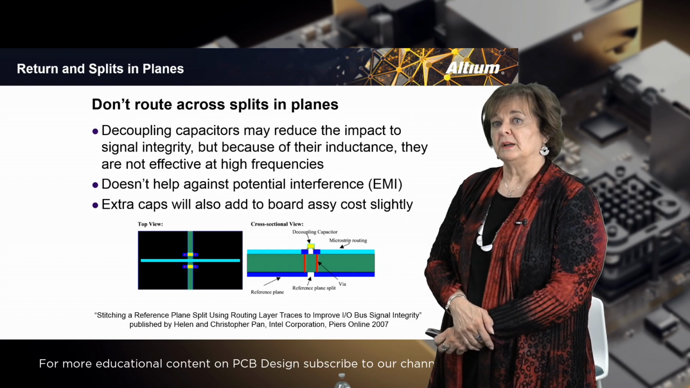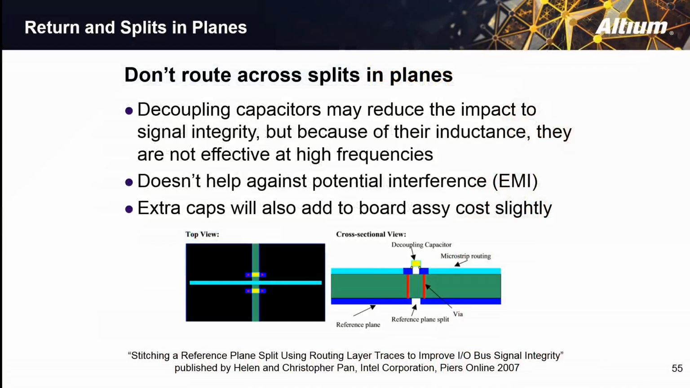Here, there's an example. Some people would like to put capacitors across that split in the plane to help with the energy to cross that plane. The problem with that is that the inductance of those capacitors is such that the high frequency energy cannot easily flow through them. The low frequency energy can, and that is not a bad thing. It's a good thing, but the high frequency energy will have to be finding some other way because it simply can't find a path across that.